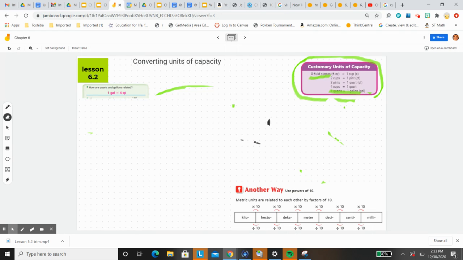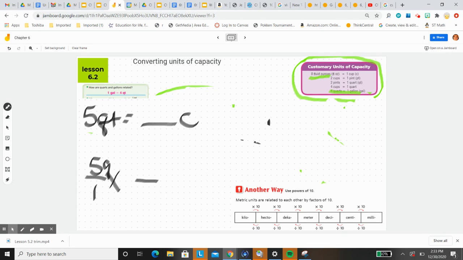Okay, so let me do this one. Let me do 5 quarts is equal to how many cups? C for cups. All right, so I'm going to set this up. I have 5 over 1 times. This is quarts, so I must have quarts down here. I must have cups up here because that's what I'm converting to. All right, I'm going from larger to smaller. This helps me to understand what I'm doing.